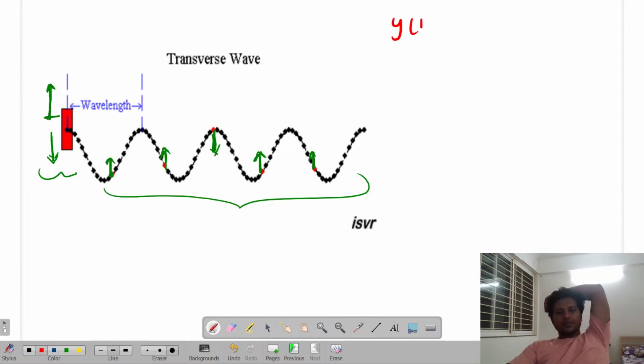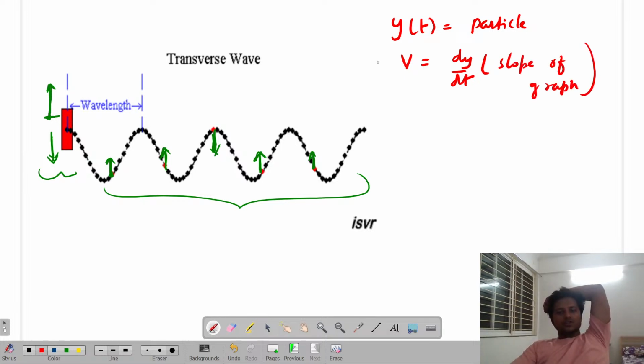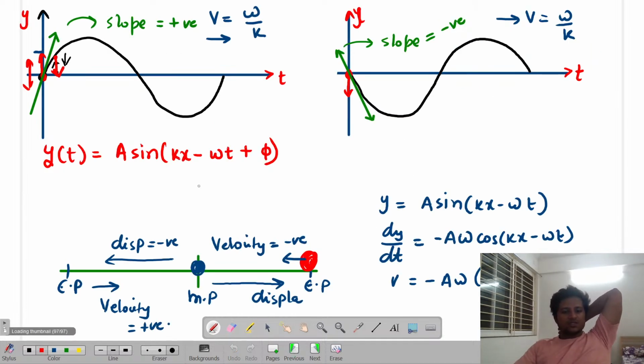See, y(t) represents what? Particle's equation, है ना? Velocity of particle will be what? dy by dt. That means slope of the graph, isn't it? Now, I want this velocity to be negative. So instead of changing the graph itself, we change these variables, and we can easily get the negative velocity. That is why I changed a sine omega t minus kx plus phi to a sine kx minus omega t. And this represents the wave equation.